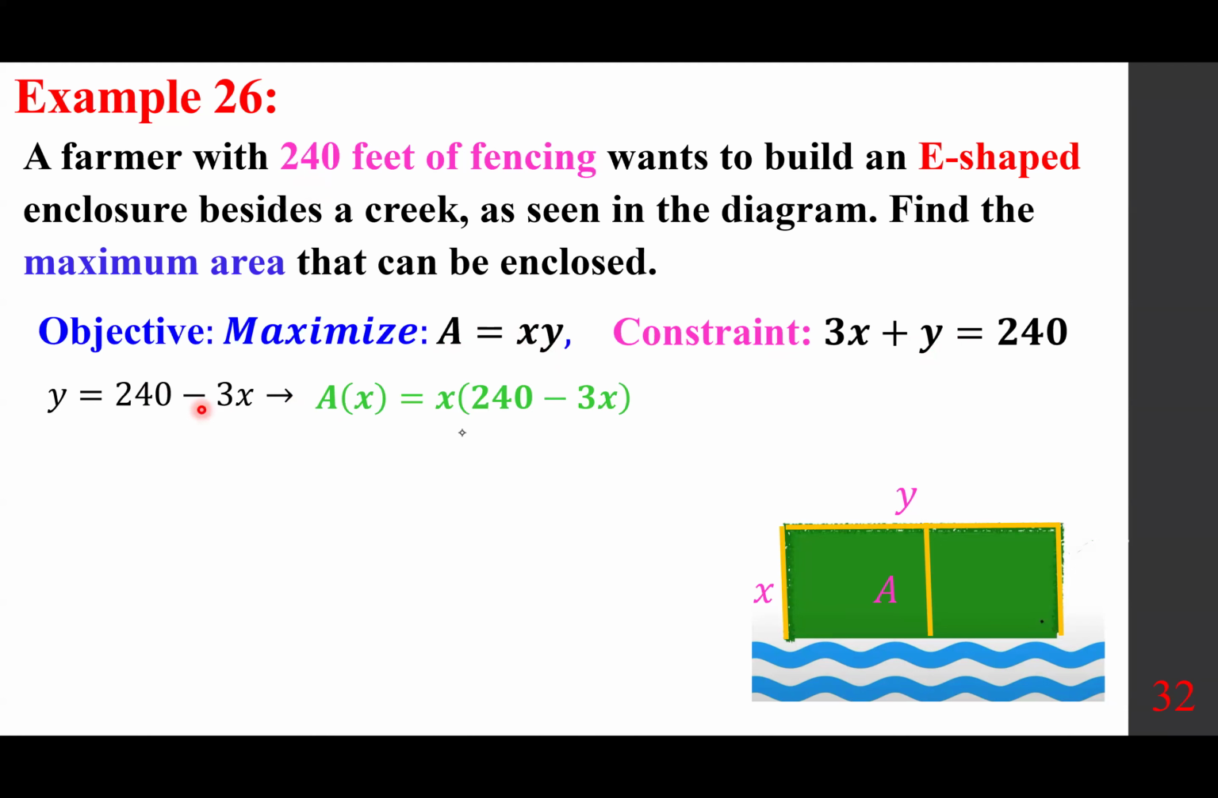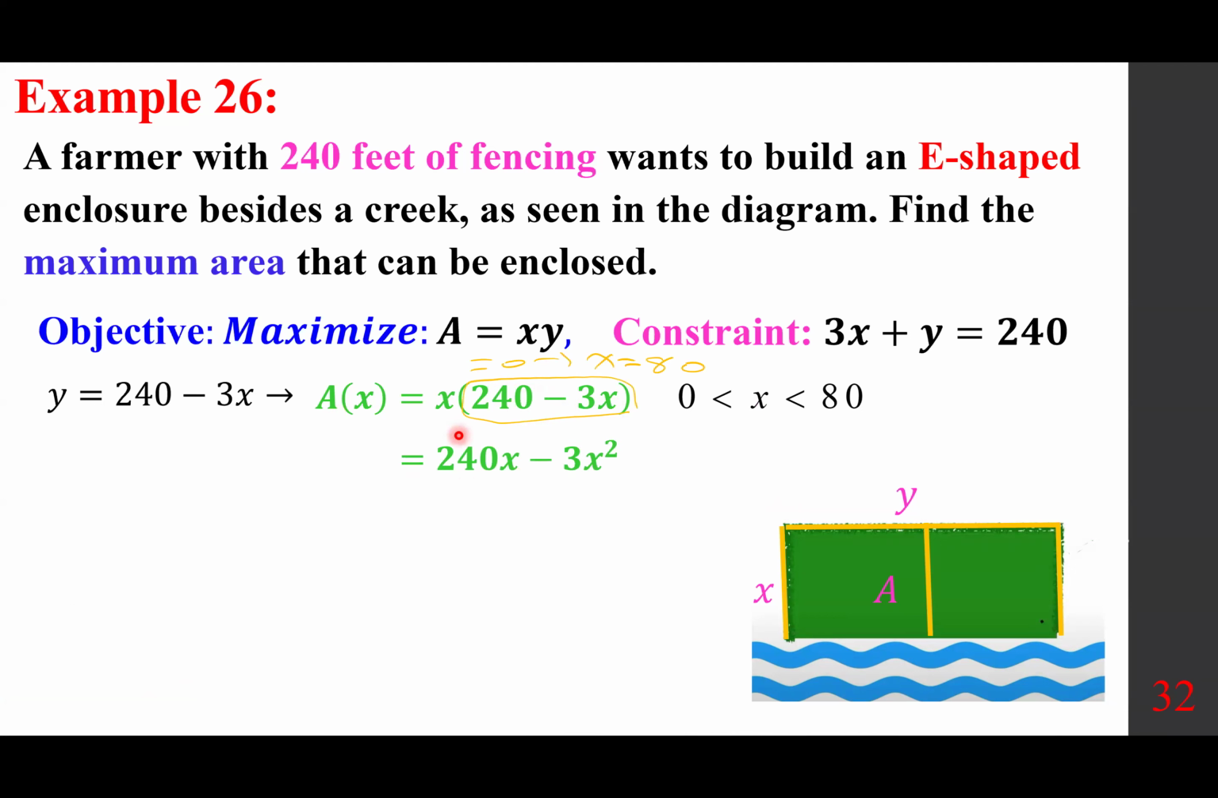Now this is a function of one variable x, and x represents a dimension, so it must be positive, and it must be less than 80. Why is that? If you set this one equal to 0, x becomes 80. If you choose x to be larger than 80, this becomes negative. The product is negative, the area is negative. Cannot be. So now we want to find the critical point by finding A prime.